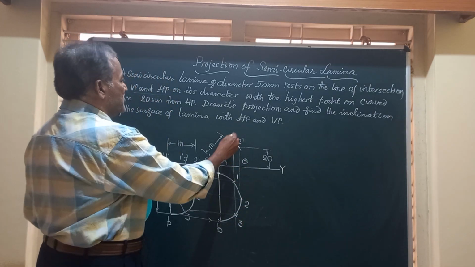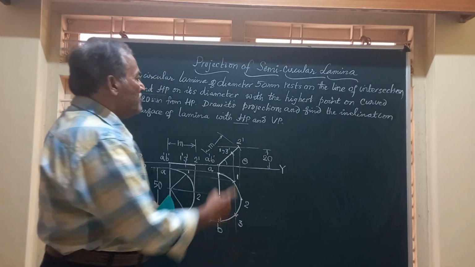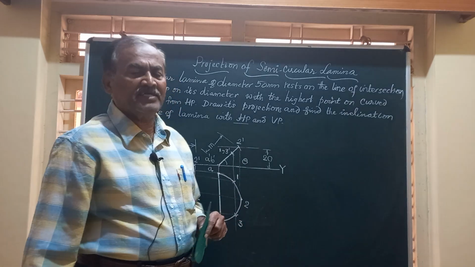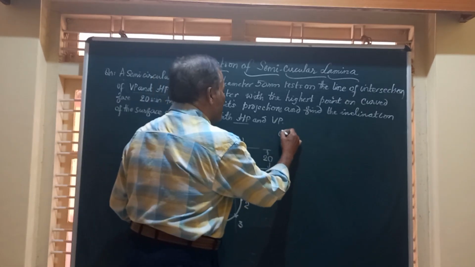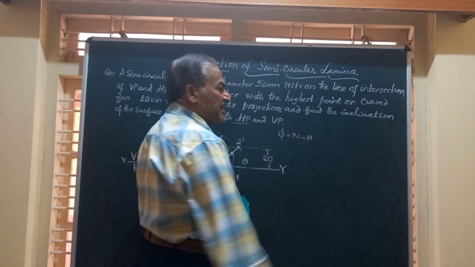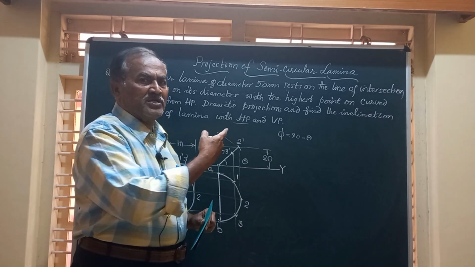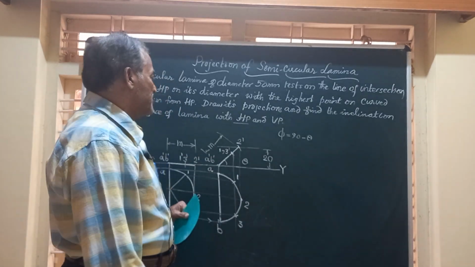That is asked in the question. What's the angle the surface of the lamina is making? So very obviously, when this is making an angle theta, the angle made by the surface with VP, that is phi, is going to be 90 minus theta, whatever will be the angle, because the vertical plane and the horizontal plane are at right angles to each other.